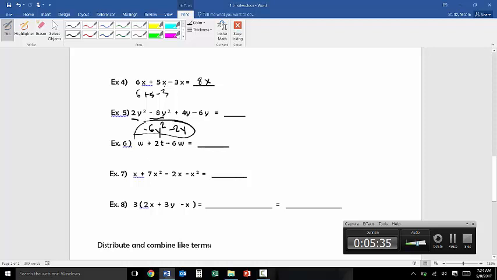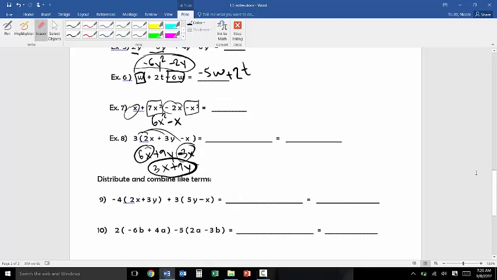The only things we can combine in example 6 is w and negative 6w. So that gives us negative 5w, and we just tack on that 2t. Go ahead and try 7 and 8. Pause this video and then unpause it when you're done.